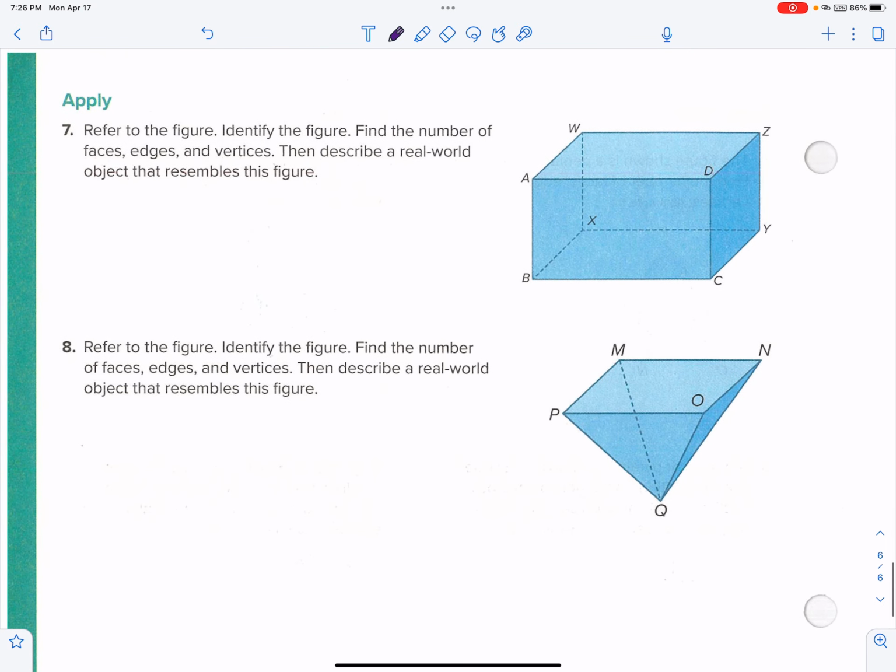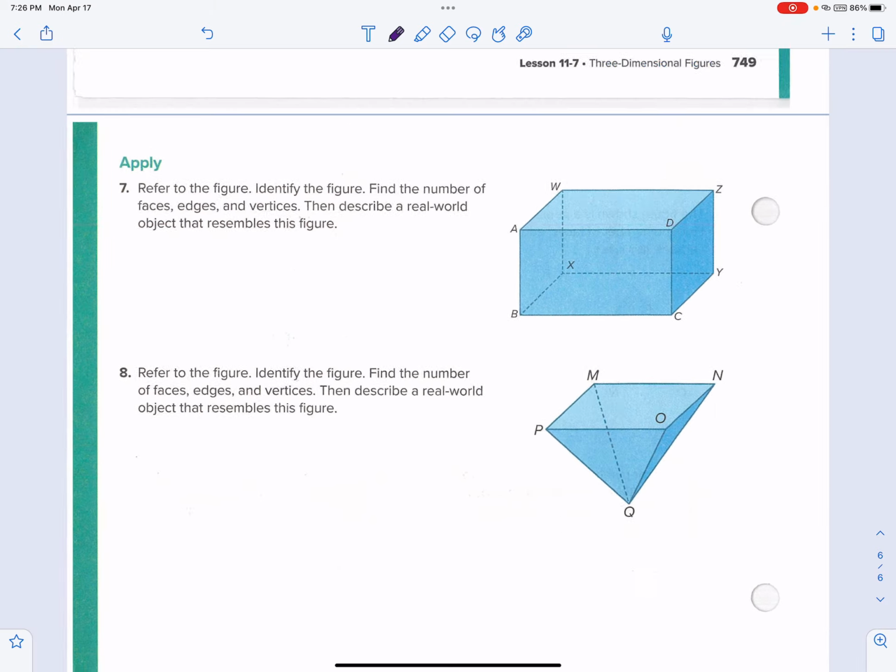7 and 8 are your last two. Find the number of faces, edges, and vertices, and then describe a real-world object that resembles this figure. Pretty easy to come up with something. Same thing with number 8. That's it.